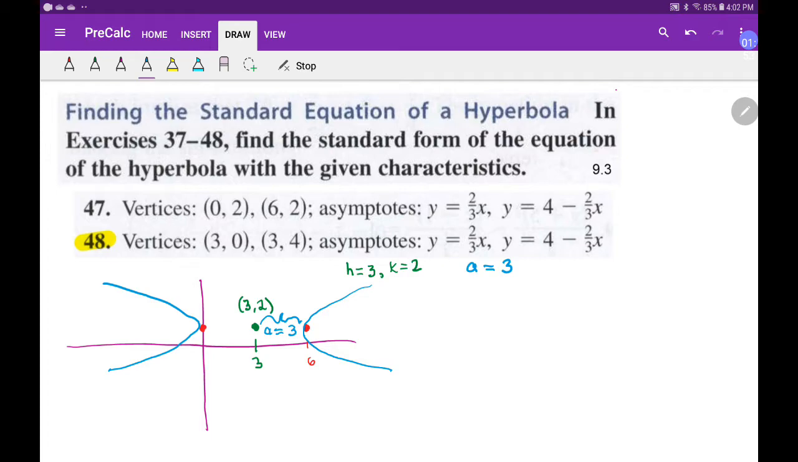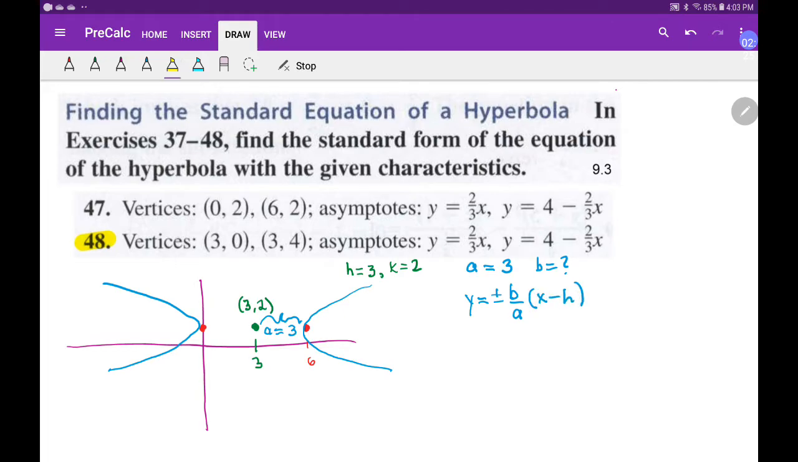And we'd like to know what b is, because if we know what b is, we've got the standard equation. We don't need the foci. So, horizontal asymptote looks like this. We would say that y is equal to plus or minus b over a, right? b over a for horizontal. If it were vertical, we'd say a over b, times x minus h.